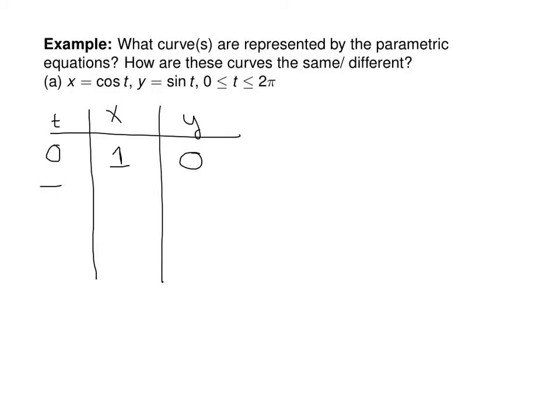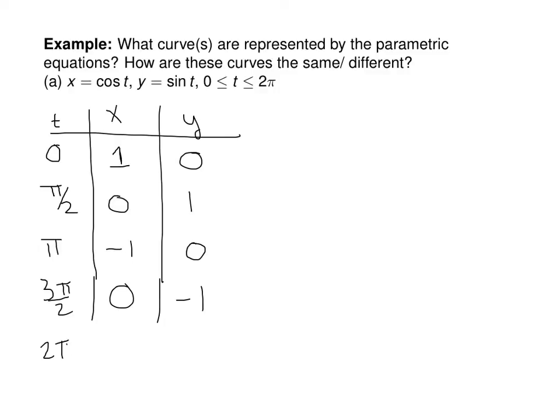If we input pi over 2, cosine of pi over 2 is 0, and sine of pi over 2 is 1. If we input pi, cosine of pi is -1, sine of pi is 0. If we input 3 pi over 2, at that point in time cosine is 0, but sine is -1. And lastly, if we input 2 pi, the x is once again 1, and the y is once again 0.